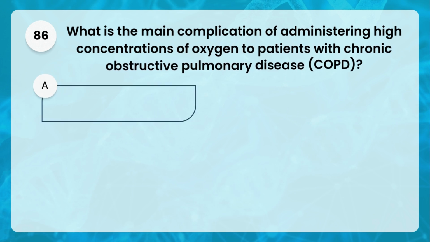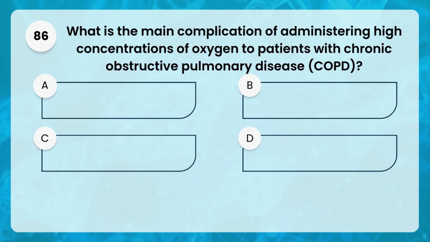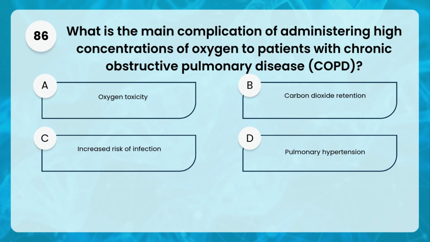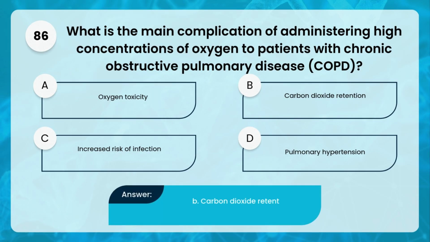What is the main complication of administering high concentrations of oxygen to patients with chronic obstructive pulmonary disease, COPD? A. Oxygen toxicity. B. Carbon dioxide retention. C. Increased risk of infection. Or D. Pulmonary hypertension. The answer is B. Carbon dioxide retention.